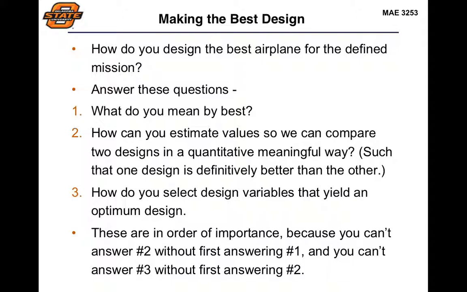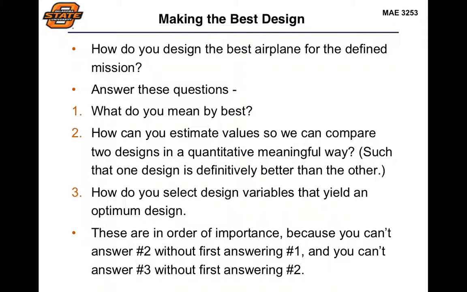So that way, when you have two or more competing designs, you can then determine which one of those is going to be better. The second is, how can you estimate value so that we can compare the two designs in some quantitative, meaningful way? And what do we mean by quantitative? Well, as opposed to qualitative, where we say, well, yeah, I think this one's going to be a little bit better. This one seems like it's going to be faster. You really have to have some kind of number that justifies your decision process.